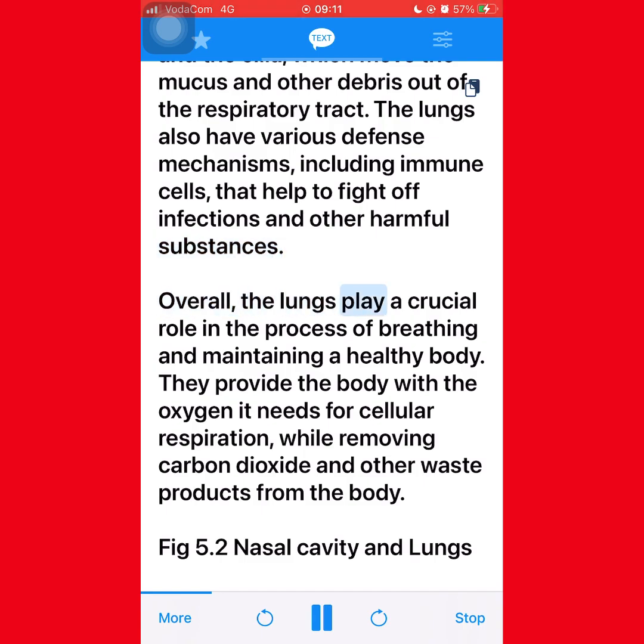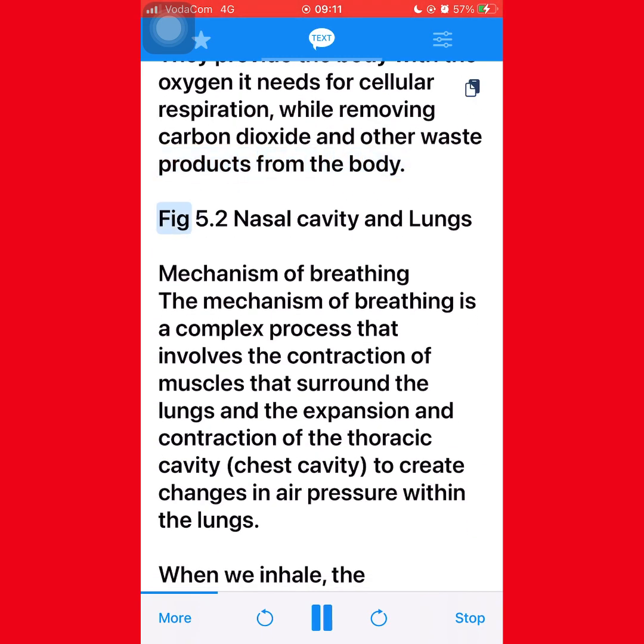Overall, the lungs play a crucial role in the process of breathing and maintaining a healthy body. They provide the body with the oxygen it needs for cellular respiration, while removing carbon dioxide and other waste products from the body. Figure 5.2 Nasal cavity and lungs.